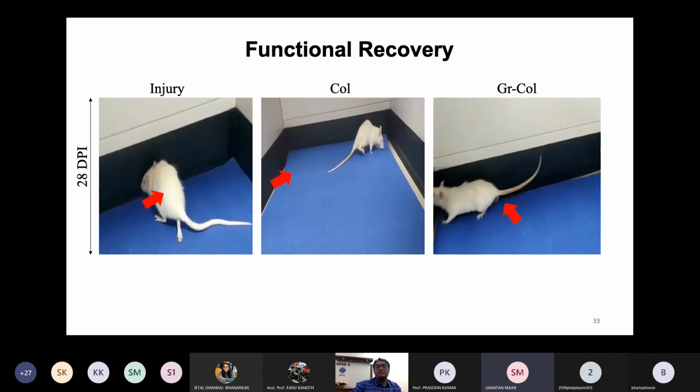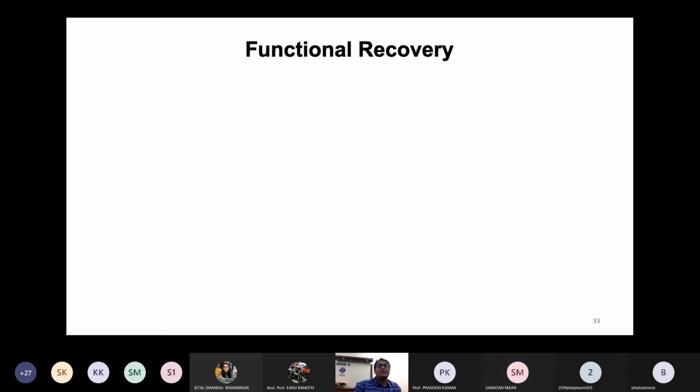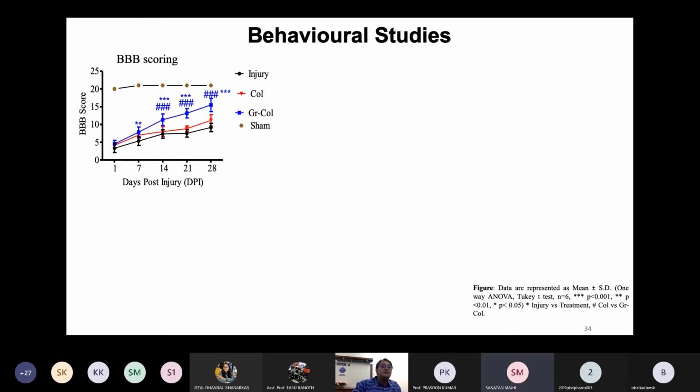Based on that, we did some functional analysis, the very standard BBB scoring. Within BBB scoring, we got a very exciting result: the GR call, the blue line, if you see right after day 7 to day 14, shows an uptrend in the locomotor behavior of the animals. And in just 14 days, this is a highly significant time point where such a jump in the locomotor function was found and remained up compared to the collagen and sham alone.